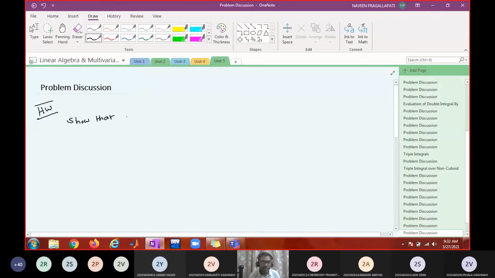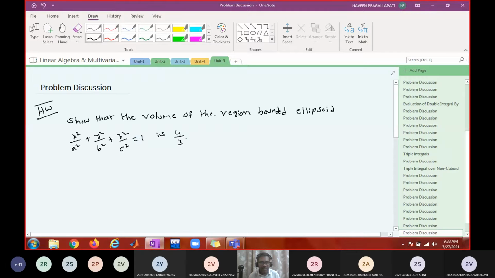Show that the volume of the region bounded by the ellipsoid x square by a square plus y square by b square plus z square by c square equal to 1 is 4 by 3 pi a b c.